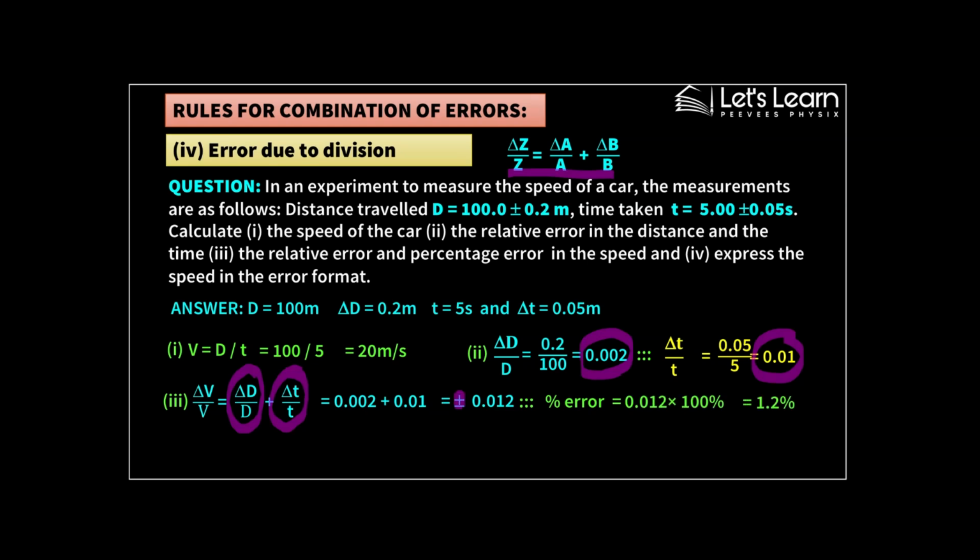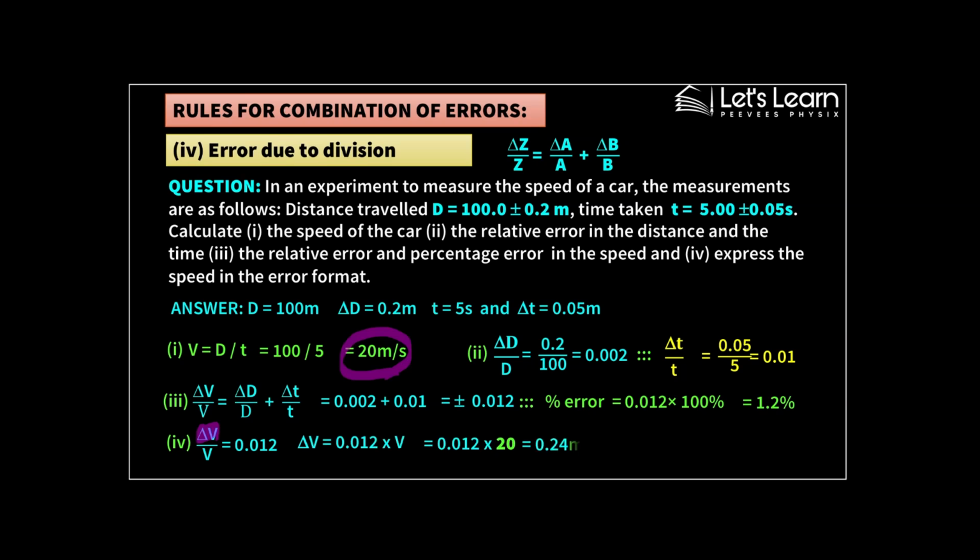Now the last part, they wanted the absolute error in speed. Why? To express the result in a proper error format. We know the relative error in speed is 0.012. What do they want? They wanted del V. For that, 0.012 times V. How much is V? 20, which will give you 0.24 meter per second.